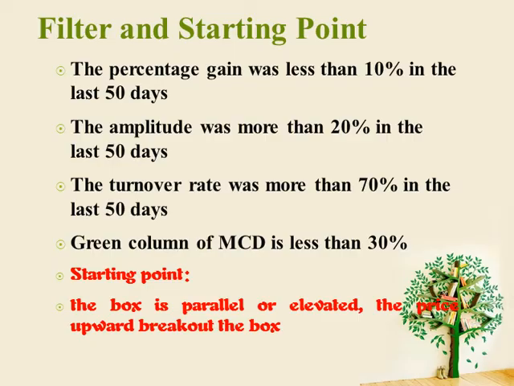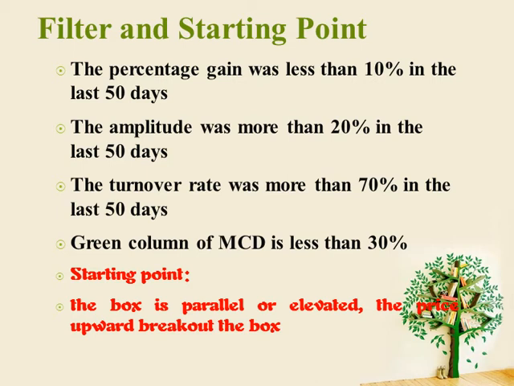Then how do we filter, and where is the starting point? The percentage gain was less than 10% in the last 50 days. The amplitude was more than 20% in the last 50 days. The turnover rate was more than 70% in the last 50 days. Green column and multicolor dragon is less than 30. Starting point: the box is parallel or elevated, and the price breaks out upward from the box.